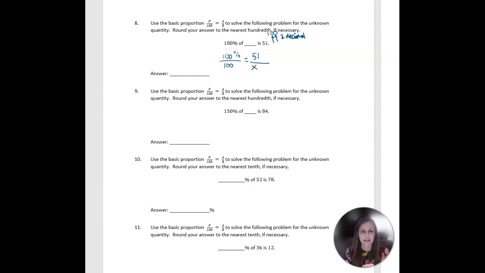Now, I'll be honest, this is kind of a wacky problem. You probably know what 100% of something is already, but you would cross multiply, so 100 times X, and then 100 times 51. So 100 times X is 100X, 100 times 51 is 5100, and then you'll divide both sides by 100. I'm going to stop there on that problem.